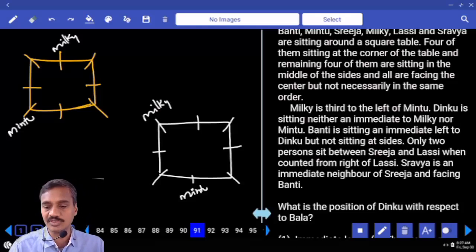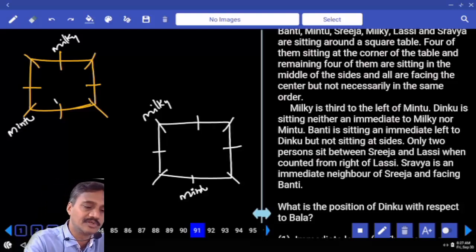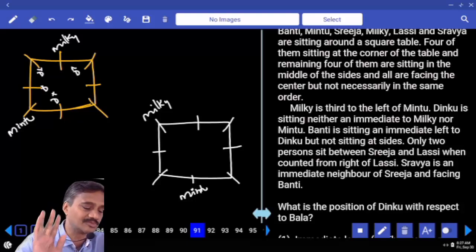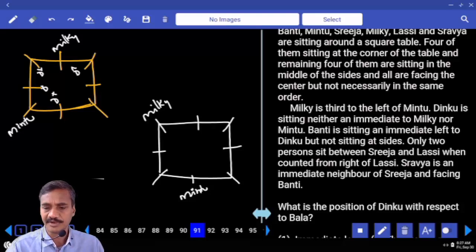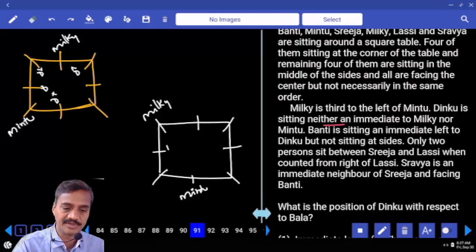And next one, Dinku is sitting not the immediate neighbor of Milky and Mintu. Now this Dinku cannot be at any one of these places. 1, 2, 3, 4, 5, 6 places were ruled out for this Dinku. సరిపోయిందా లేదా? And Dinku cannot be at this place. Then Dinku is sitting neither immediate to Milky or Mintu. And Dinku cannot be at any one of these places.